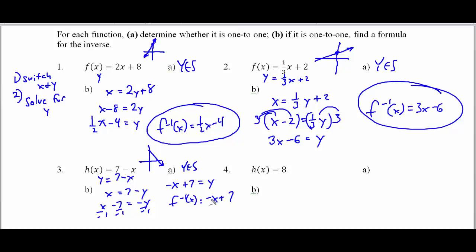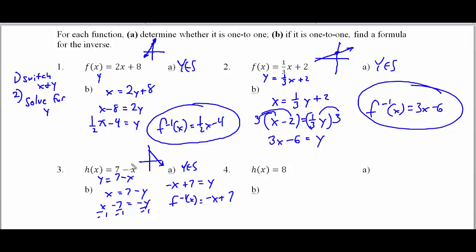Now, I want you to look at that. Negative x plus 7, and this is 7 minus x. Holy smokes, the inverse function is the same as the actual function. Like, that's kind of cool. And actually, there's going to be more information about inverses in the next chapter that I'll teach, so you can see some geometric relationship between a function and its inverse.